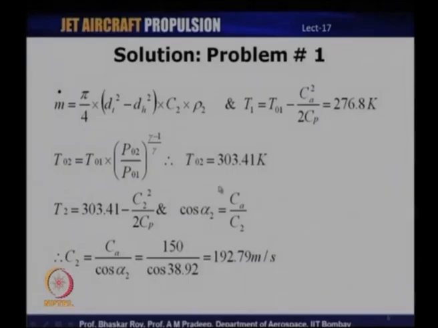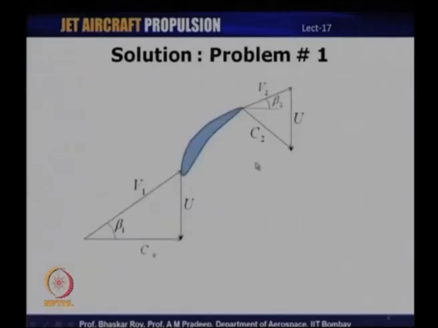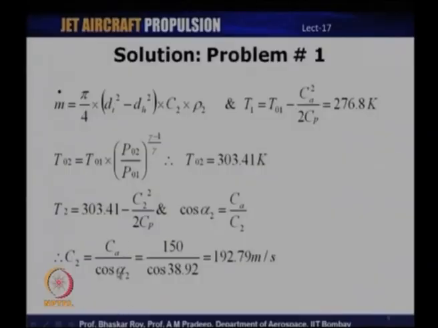So, once we find T 02, we can find T 2, the static temperature, which is T 02 minus C 2 square by 2 C P. How do we find C 2 square? C 2 is not known, and C 2 is equal to C a divided by cos alpha 2, because if we go back to the velocity triangle, C 2 is this component, equal to C a divided by cos alpha 2, and alpha 2 we have already found, that is 38.92. So, C 2 we can find as 150 divided by cos 38.92, that is 192.79 meters per second.